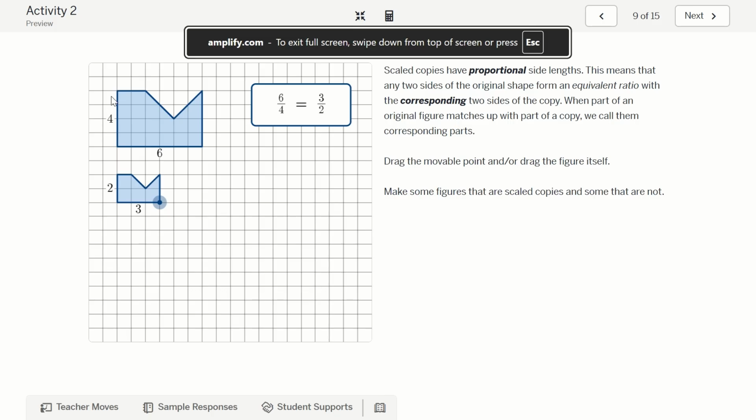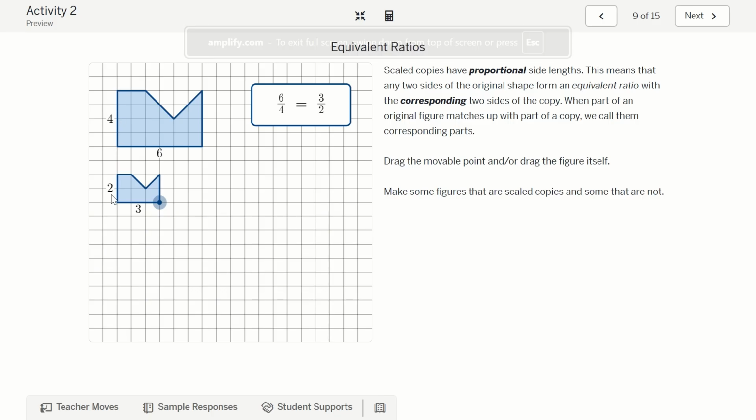So, this side is 4 units, right? This side is 2. This side is 6. This side is 3. These equal each other. Because the only thing I had to divide both of these by was what number, ladies and gentlemen? 2. I divided them each by 2.